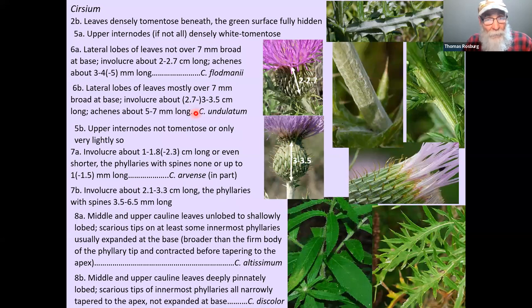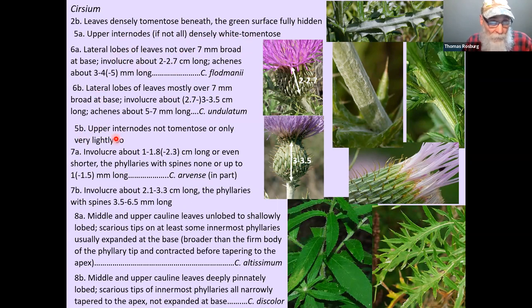When you don't have any of the flowers though, then all you've got are the leaves on the stem. You really need to have a stem to do this. Most thistles are pretty hard to do as basal rosettes. You really have to have a stem to be sure. Then you could use this first one, how broad the base of the lateral lobes on the leaves are. I'm going to show you a picture of that in just a little bit. Anyway, that's going to give us those two species if, again, the upper internodes are densely white tomentose.